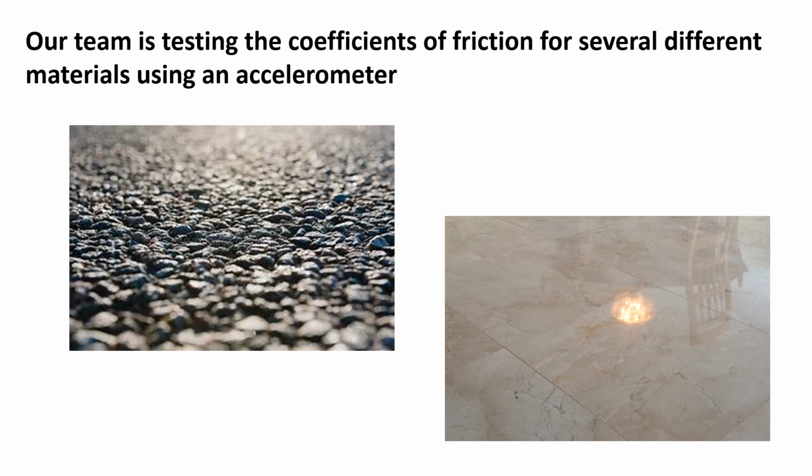In conducting this experiment, our team used 5 unique materials. These materials are plywood, aluminum foil, printer paper, parchment paper, and a cotton t-shirt. We also utilized an accelerometer in order to gather our data, which we used to calculate their coefficients of friction.